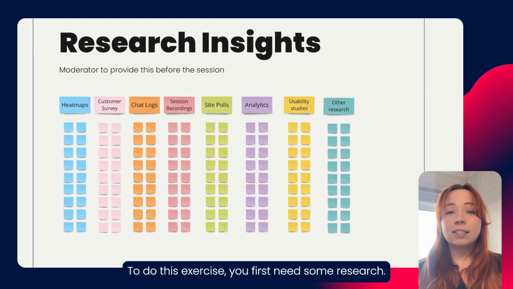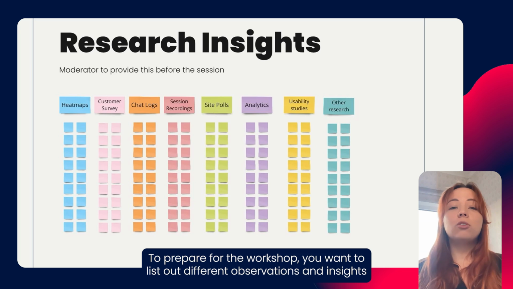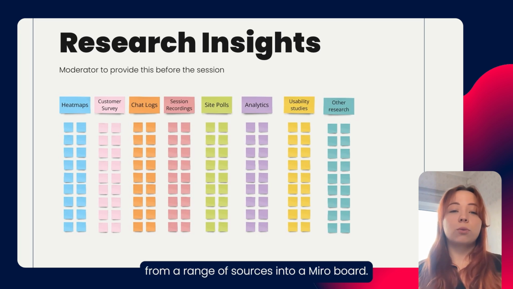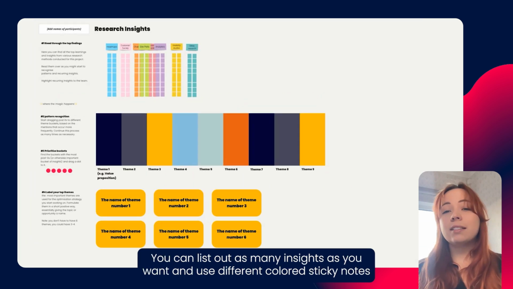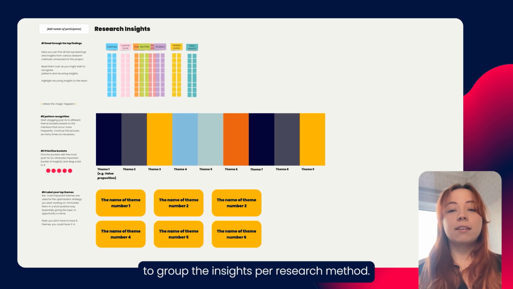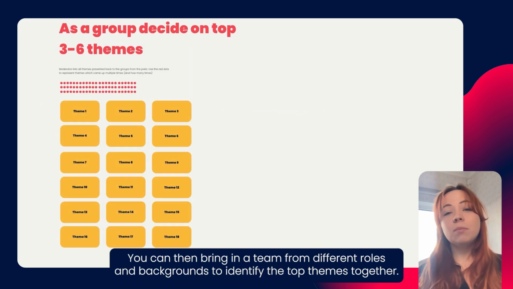To do this exercise, you first need some research. To prepare for the workshop, you want to list out different observations and insights from a range of sources into a Miro board. You can list out as many insights as you want and use different colored sticky notes to group the insights per research method. You can then bring in a team from different roles and backgrounds to identify the top themes together.